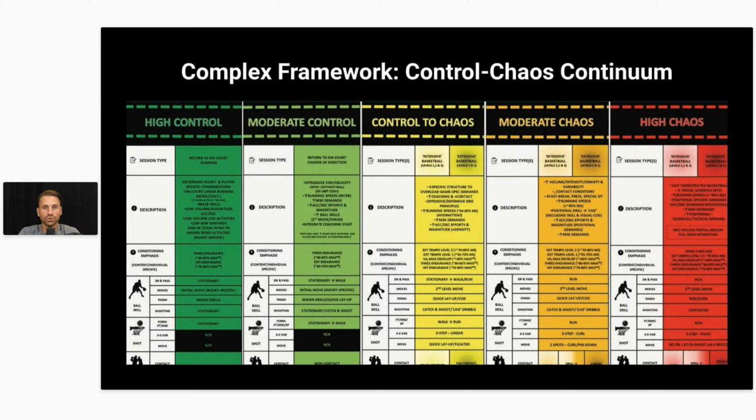So this is the Control Chaos Continuum. This is a popular research article that has been circulating in the physical therapy and high performance world the last, I'd say, 12 to 18 months. It originally started in soccer, and then there's been additions for basketball as well. So I encourage you to take a screenshot of this.